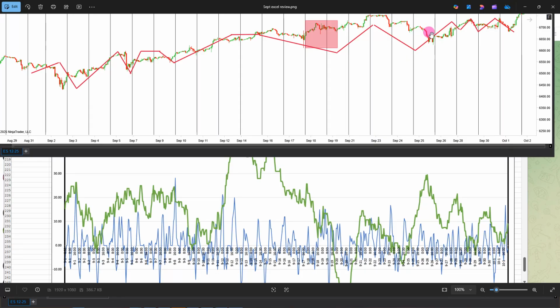This does not give us price amplitude. It just gives us general direction and trend pressure. Okay, moving on to the month of October chart.